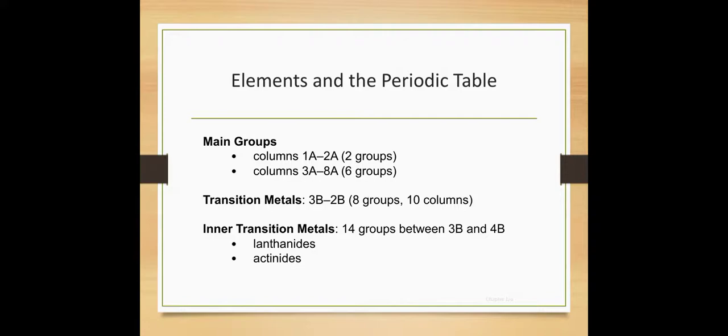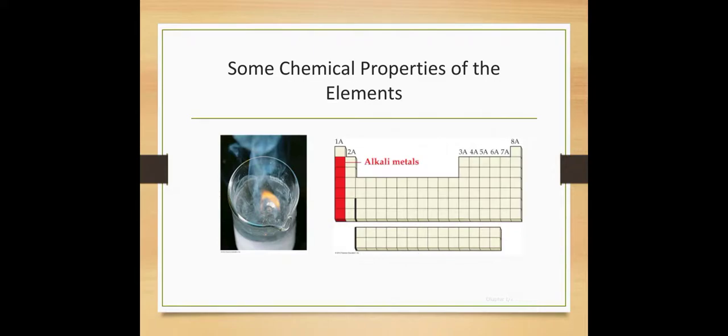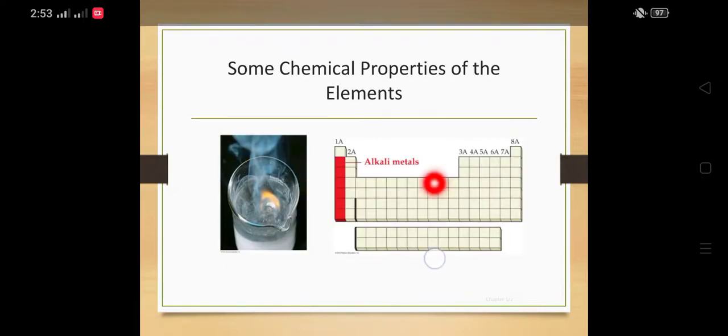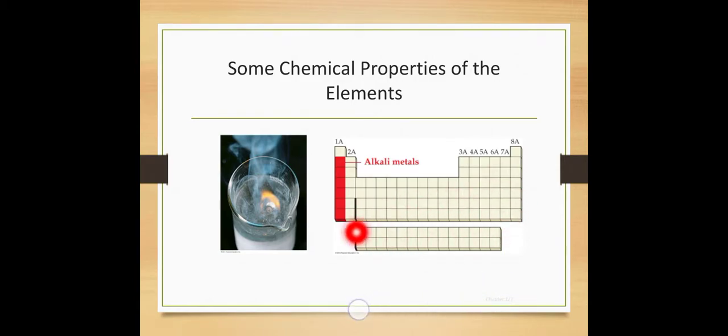And transition metals are in the middle of the periodic table. It is between the metals and the non-metals, and it is from 3B to 2B groups. It includes 8 groups and 10 columns. But there are some inner transition metals that form 14 groups between 3B to 4B. It consists of the lanthanides and actinide series. These are the lanthanides and actinide series, these two columns and rows.